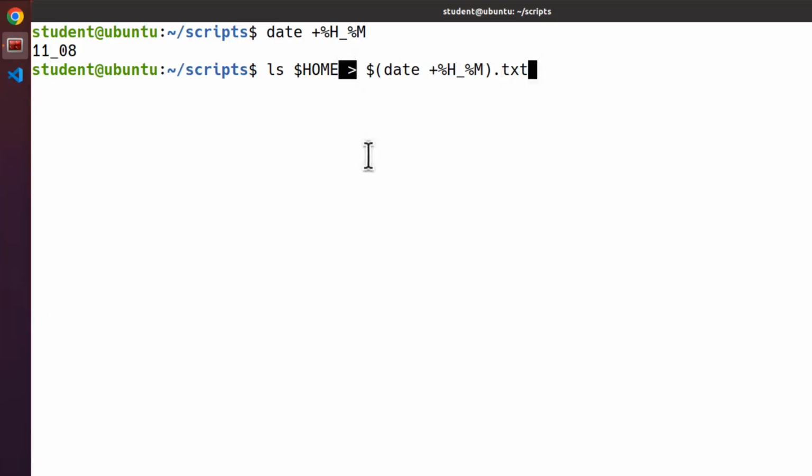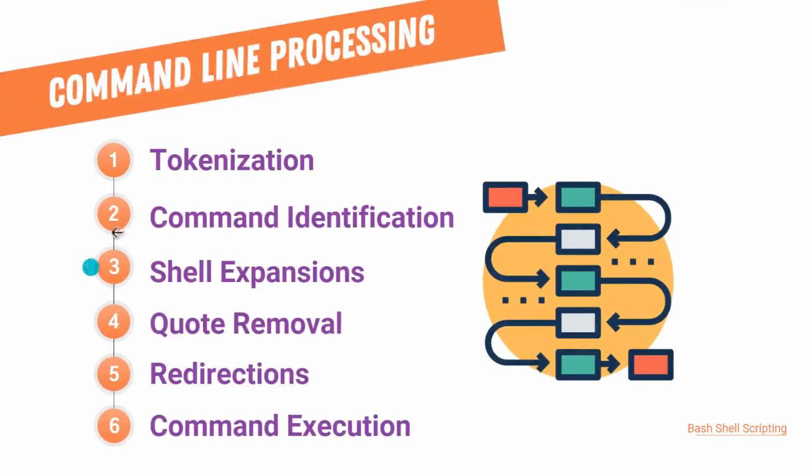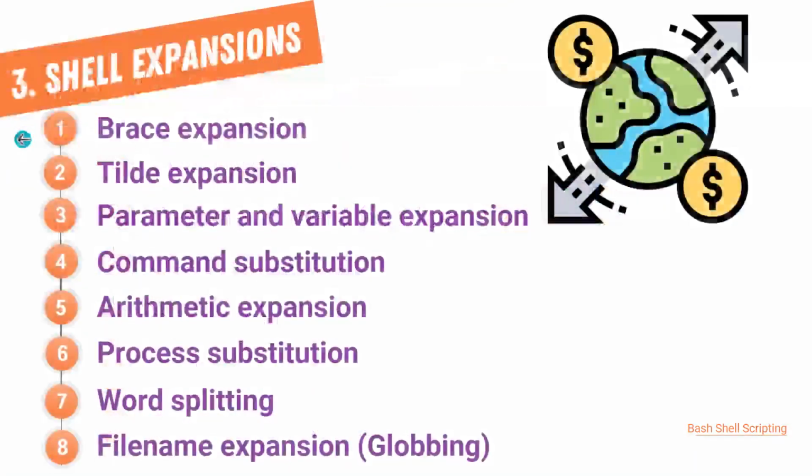Note that greater than is not a control operator but a redirection operator, and that's why the greater than sign and the command substitution are still part of the command. After command identification, the shell will move on to the third step and perform all the required expansions. Take a look at this slide. There are 8 types of expansions performed in the following order: brace expansion, tilde expansion, parameter and variable expansion, command substitution, arithmetic expansion, process substitution, word splitting, and the file name expansion, aka globbing.